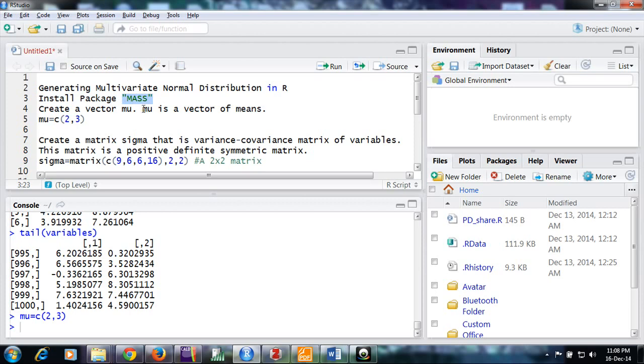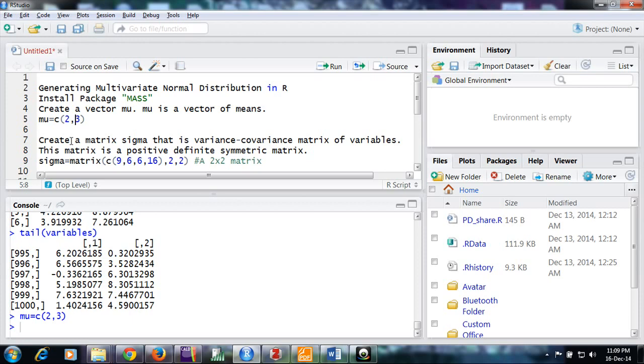So after having this package, first of all, what we need for any distribution is mu and then sigma. Suppose I want to generate data for two markets, simply two markets, spot and futures market. So there are two variables. So we have a vector of mu, that is 2 and 3. In this case, it is not standard normal distribution. It is a normal distribution having a mu and sigma. It is not standard normal. So here the mu is 2 for one market and 3 for another.